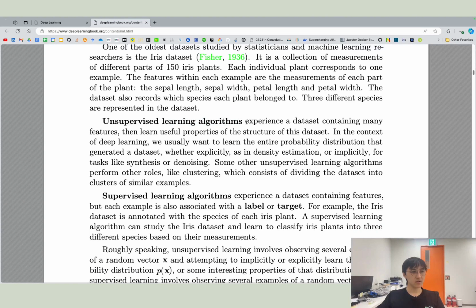Unsupervised learning algorithms experience a dataset containing many features, then learn useful properties of the structure of this dataset. In unsupervised learning, it's a little bit different scenario. For example, that dataset is also experience, but the dataset is not structured. It is a bunch of many data samples, and your model should learn something from that dataset. Find some kind of anomalies in that dataset or cluster the dataset.